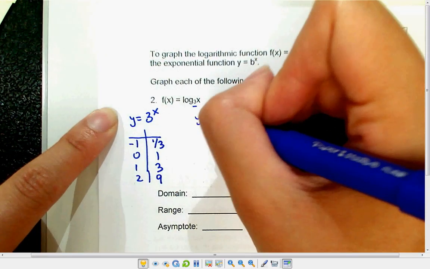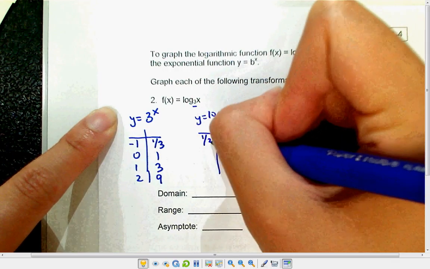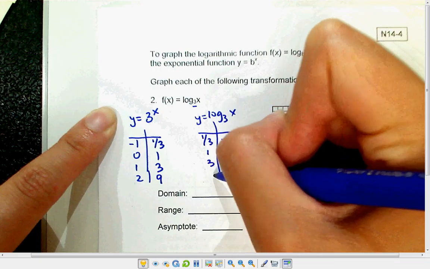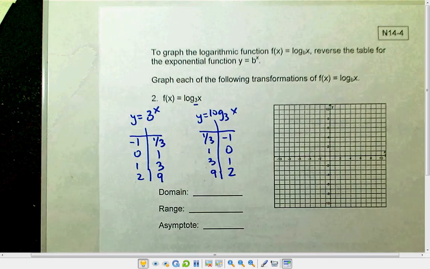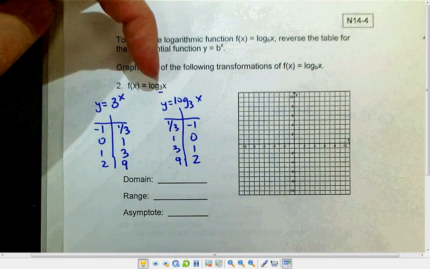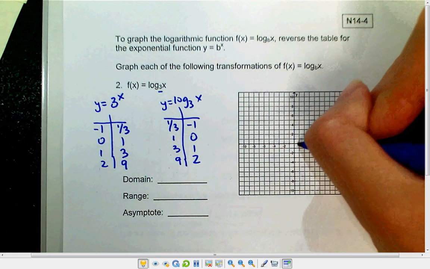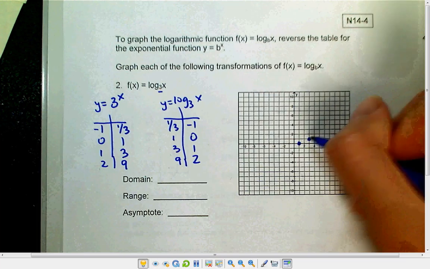We know our log function is going to be switching them. 1, 0; 3, 1; 9, 2. Okay, so my log is just switching the x and the y, and since nothing is happening to this, this is just the log function, I can graph this right away. 1, 0; 3, 1; 9, 2.